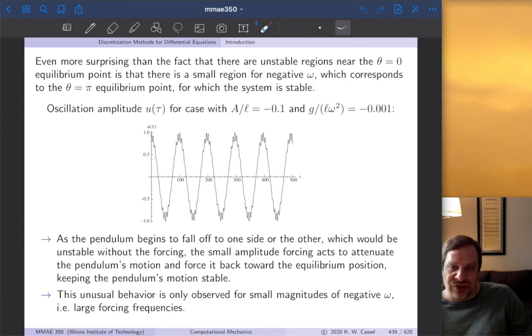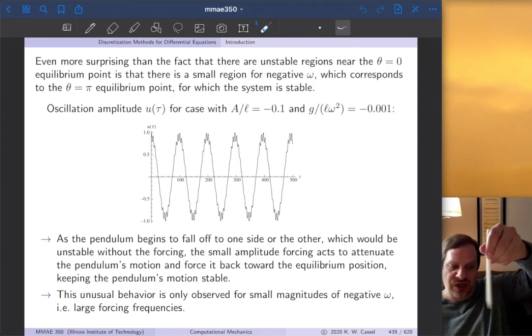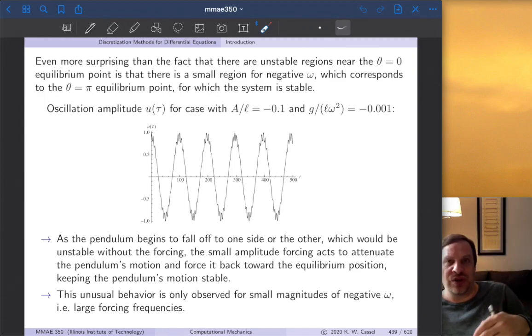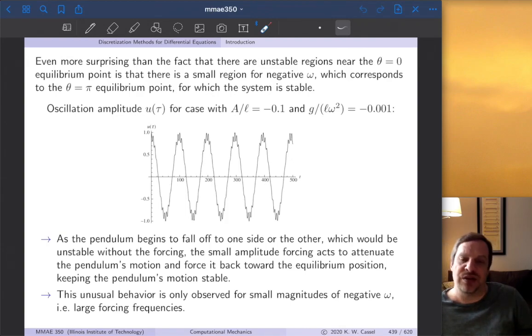Now, even more interesting, so this is a pendulum hanging straight down with the forcing and different frequencies of forcing, and you can make them go unstable. So you can make a normally stable system unstable with this forcing. That's not a stretch to imagine that that could be the case.